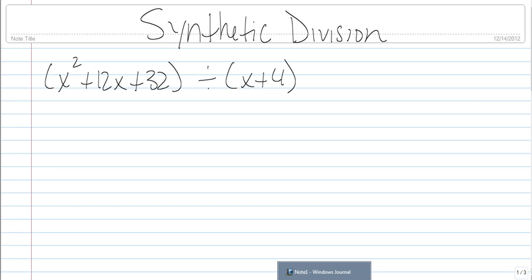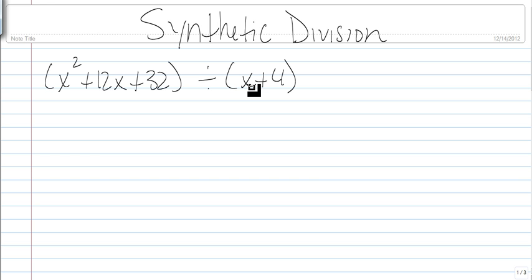Now, you can only do synthetic division when you don't have a number in front of your x term that you're dividing by. If you had a number in front of this term, then you have to do long division and you can't do synthetic division. So when you want to do synthetic division, make sure there's not a number in front of that x term in what you're dividing by.